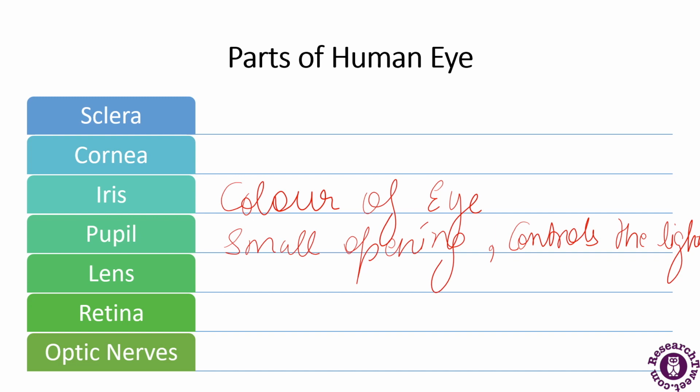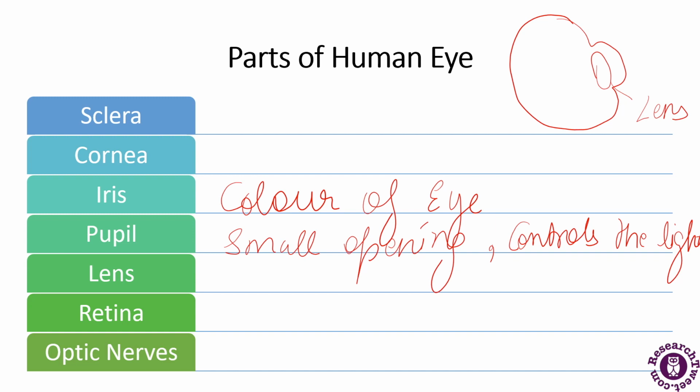Next is the lens. In the diagrammatic representation, we have seen that there was a lens. Behind the pupil, there is a transparent structure which is called the lens. By the action of the ciliary muscles, it changes its shape to focus light on the retina. It becomes thinner to focus distant objects and thicker to focus nearby objects.